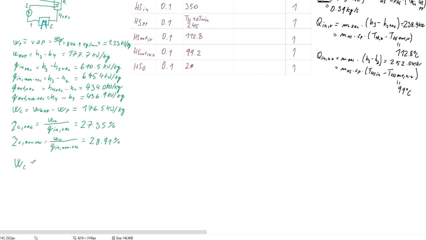So work of the cycle is unit work of the cycle multiplied by the mass flow rate, which is over here 176.5 times 0.39, and we will get 68.9 kilowatts.